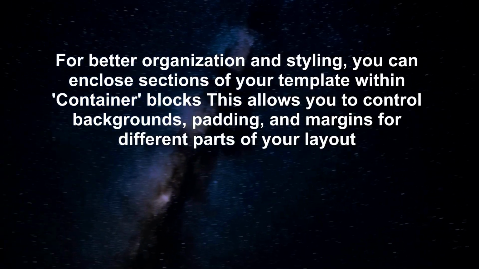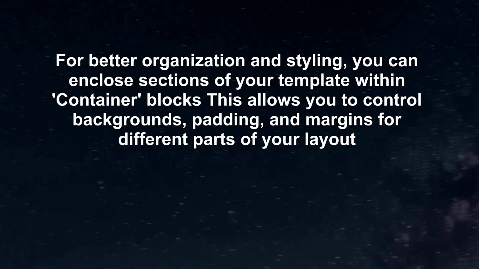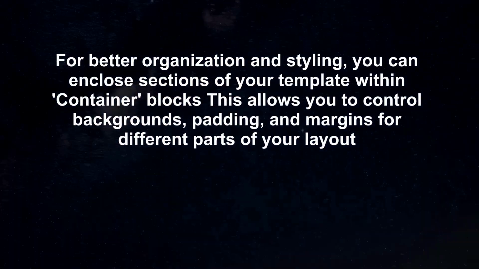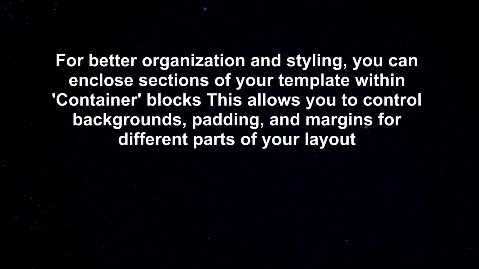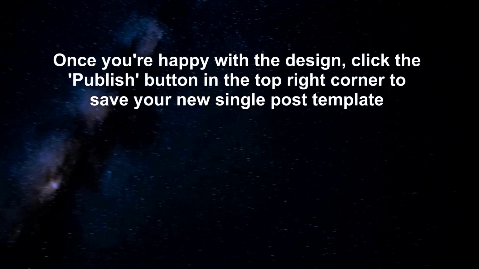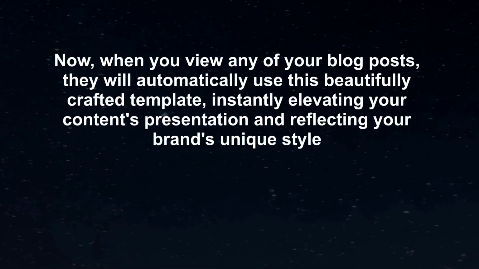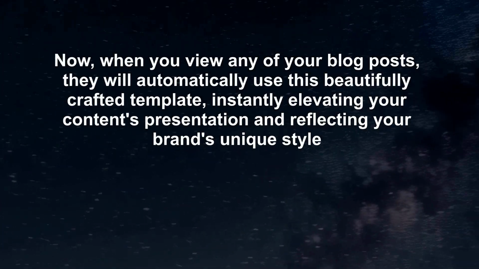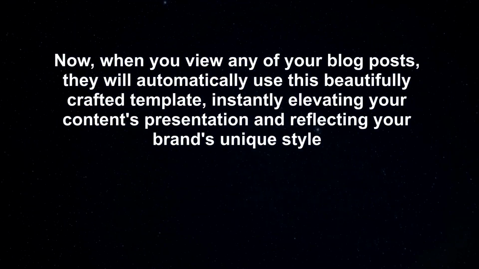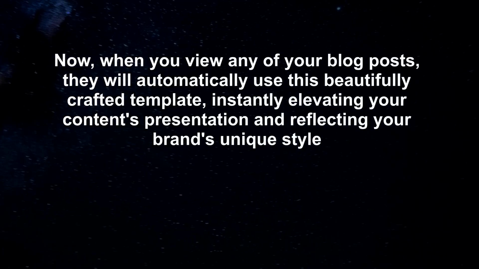For better organization and styling, you can enclose sections of your template within container blocks. This allows you to control backgrounds, padding, and margins for different parts of your layout. Once you're happy with the design, click the Publish button in the top right corner to save your new single post template. Now, when you view any of your blog posts, they will automatically use this beautifully crafted template, instantly elevating your content's presentation and reflecting your brand's unique style.